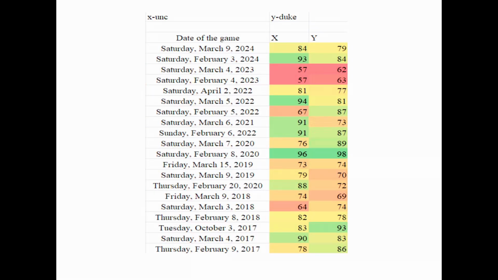We have a table representing the last 20 games that they faced off, the date, the amount of points that UNC scored, and the amount of points that Duke scored. The X variable is going to be UNC and the Y variable is going to be Duke. The information we use in this table is from the official website of UNC men's basketball.